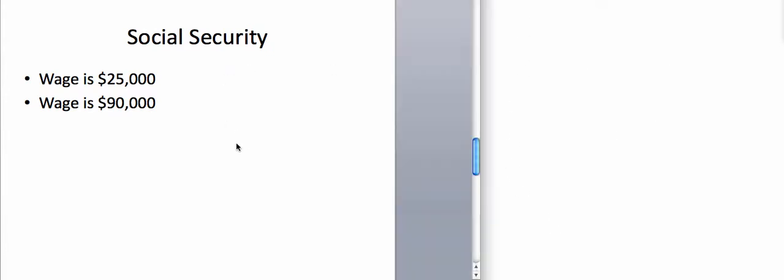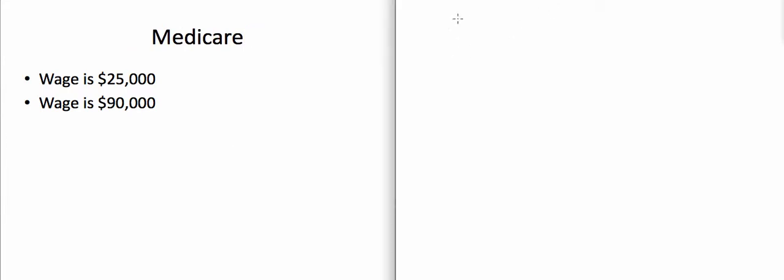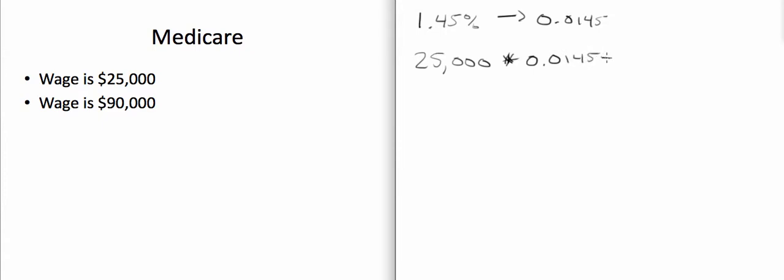The next part we're going to is Medicare. Medicare gives us a percentage of 1.45% on our wages. Remember, this is 0.0145 in the calculator, and we do it over all wages. So we've got 25,000. We multiply that by 0.0145, and we get an answer of $362.50.